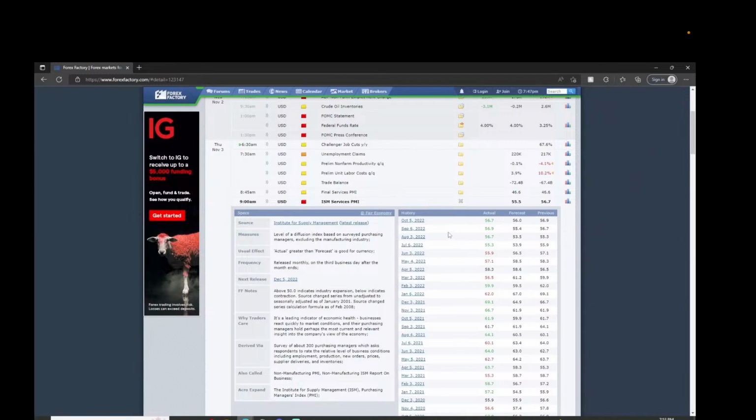So we can almost assume that until it's red, it's going to be green again. This is the forecast, which is 55.5. I assume that it'll break that, and if it does, then that means interest rates are higher, and that means the strength of the currency will also increase.